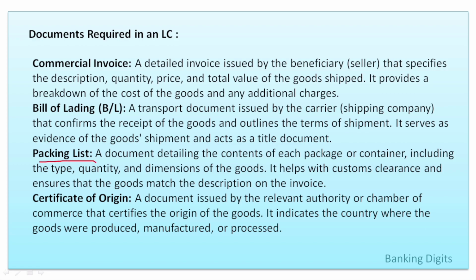Packing list: a document detailing the contents of each package or container, including the type, quantity, and dimensions of the goods. It helps with customs clearance and ensures that the goods match the description on the invoice. Certificate of origin: a document issued by the relevant authority or Chamber of Commerce that certifies the origin of goods. It indicates the country where goods were produced, manufactured, or processed.